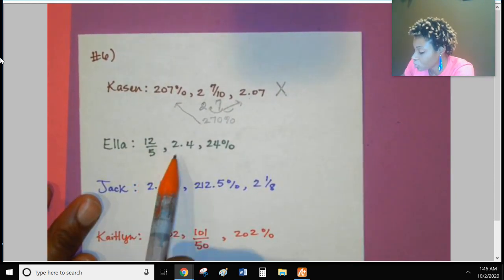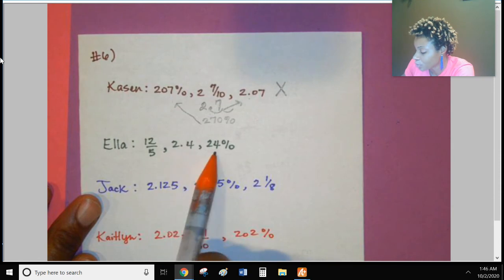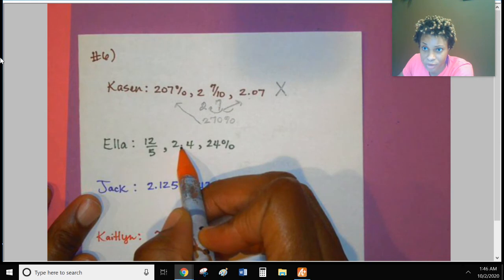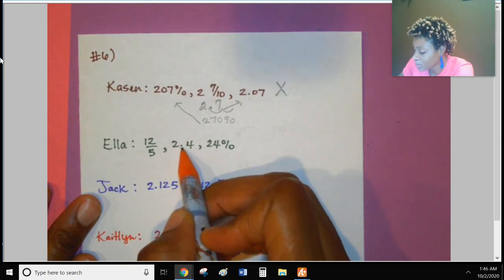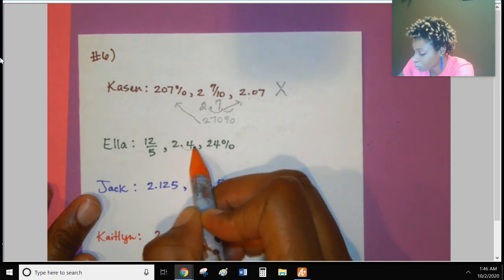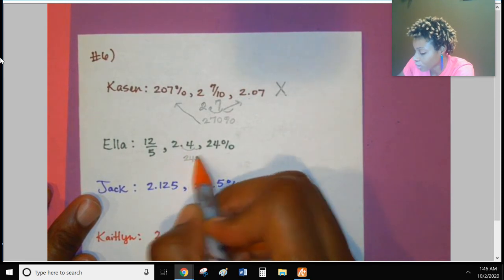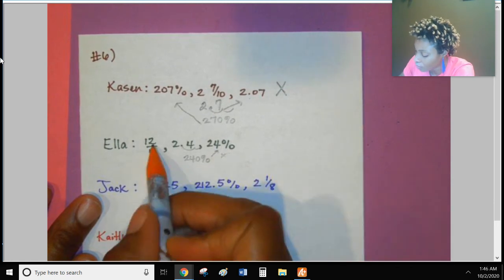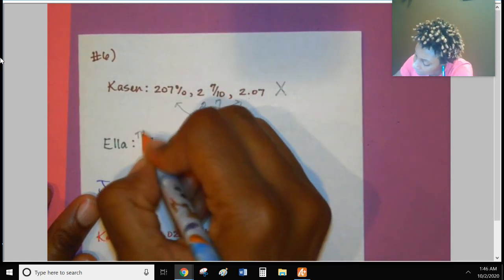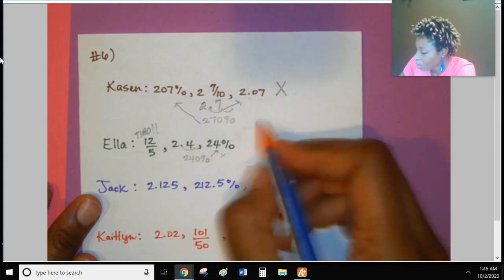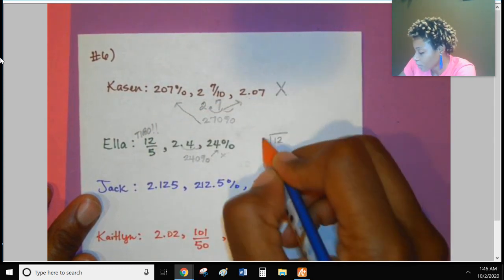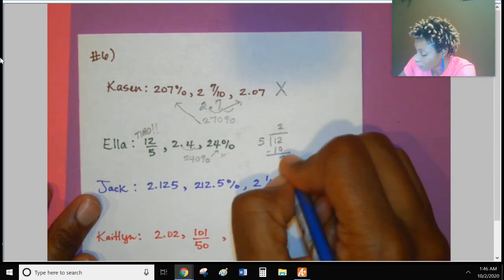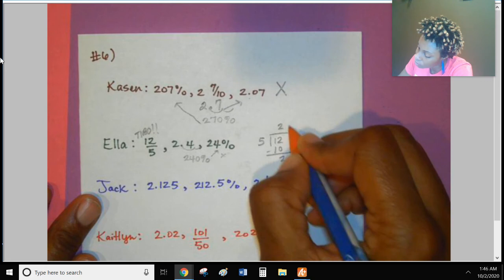She has 12 fifths, 2.4, or 2 and 4 tenths, and 24%. So let's go. If we started with 2 and 4 tenths, and we made that a percent, again, 2 places, 1, 2, that'll be 240%. So this doesn't match. 12 fifths, you can do Tebow. 12 in, 5 out, 5 will go in 2. That's 10. I subtract, I have 2 left over. That is remainder of 2.